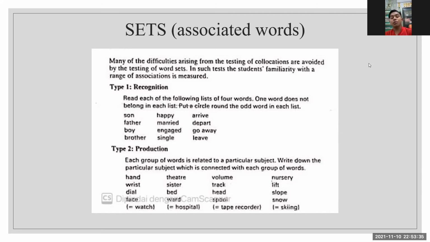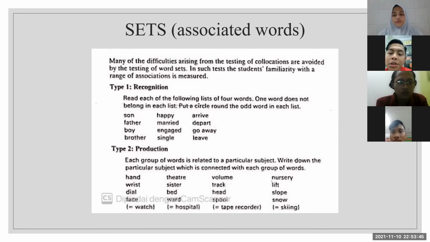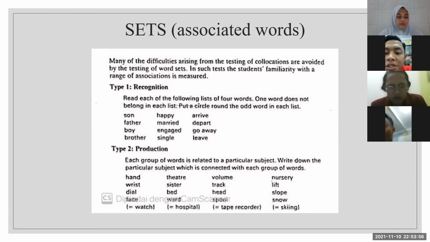Now I will explain from here. This is about associated words. Many of the difficulties arising from the testing of collocation are avoided by the testing of word sets. In such tests, familiarity with a range of vocabulary is measured. We make every student know and understand this vocabulary.